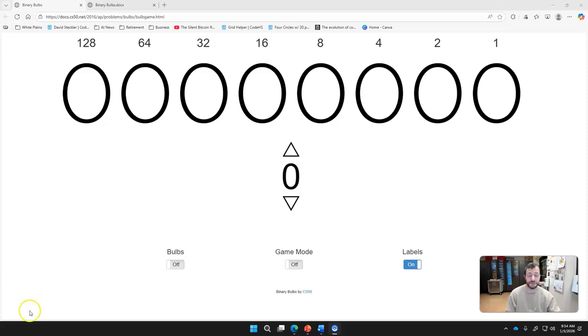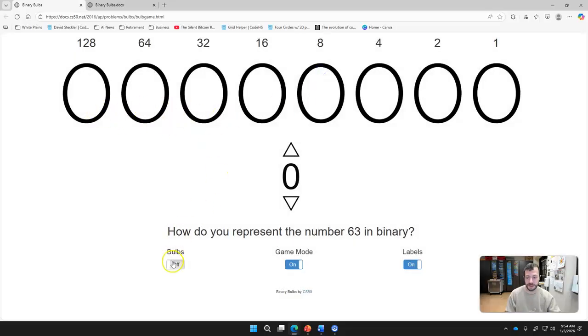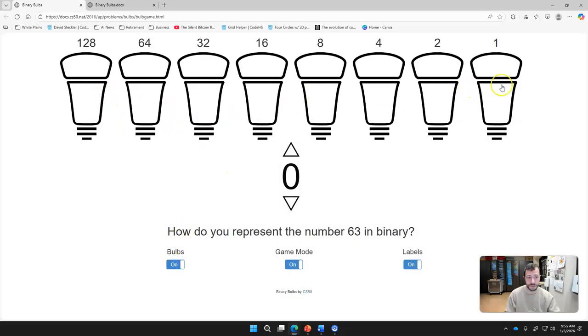Let's learn about the problem of representation in computer science using binary bulbs. To start with, we're going to click Game Mode on, and we're going to click the number 63. So it's going to try and ask us, using the bulbs, to make the number 63. If we simply start clicking up, you'll see that the light bulbs will turn on, and we could solve it this way. But let's solve it by actually just clicking the light bulbs.